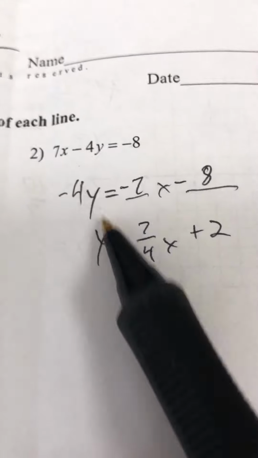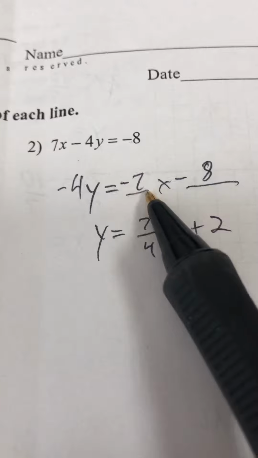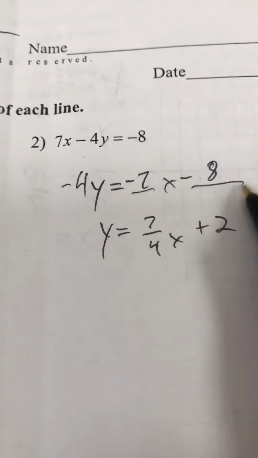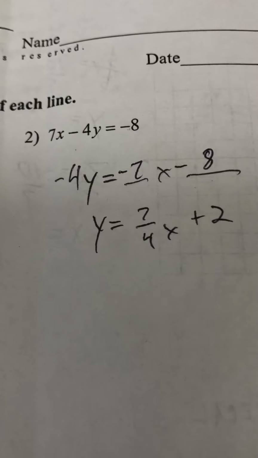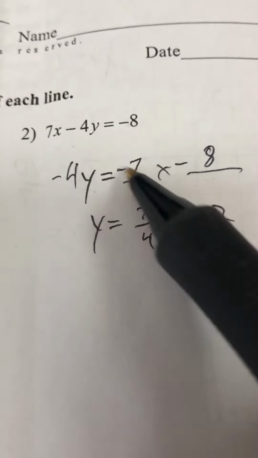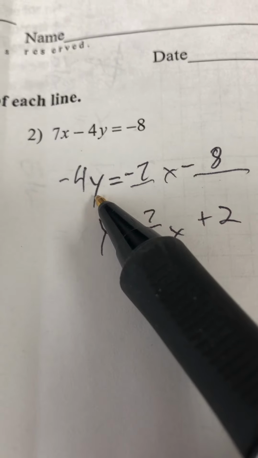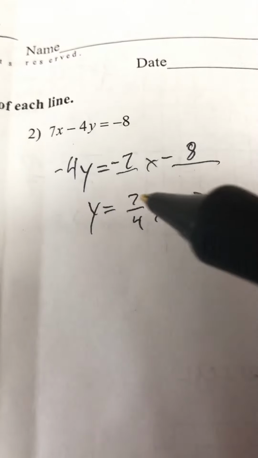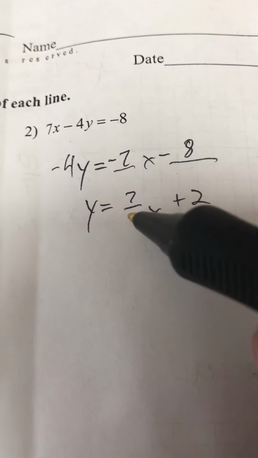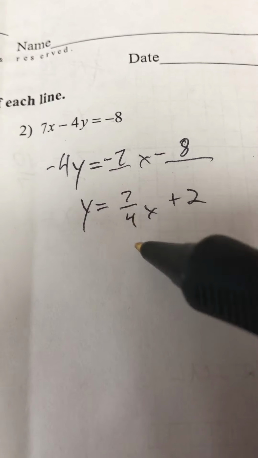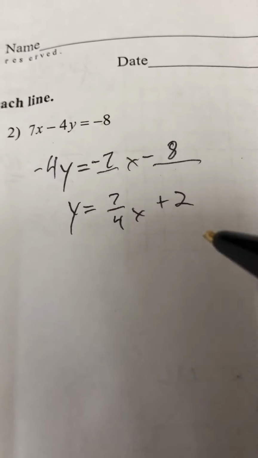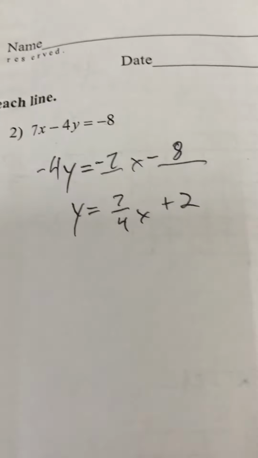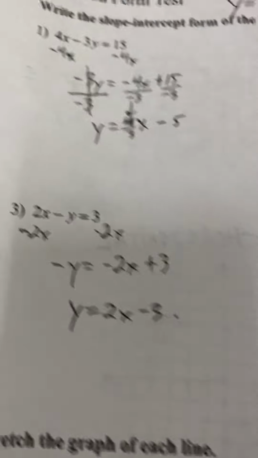Okay, number 2, I subtract 7x from both sides. Don't mind my underlines. I use this paper to talk to all classes. And then I have to get y by itself, once again, to make it look like this. So I divide by negative 4. Negative 7 divided by negative 4 is a positive 7 over 4. And negative 8 divided by negative 4 is going to be positive 2. So I'm done. That's your final answer.